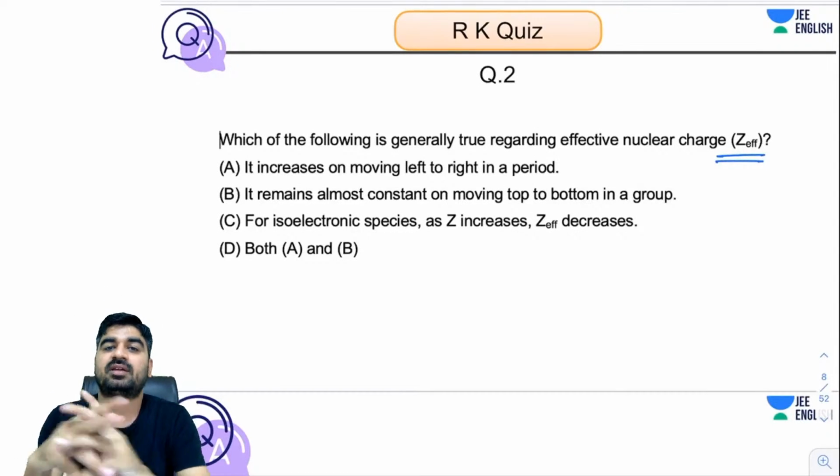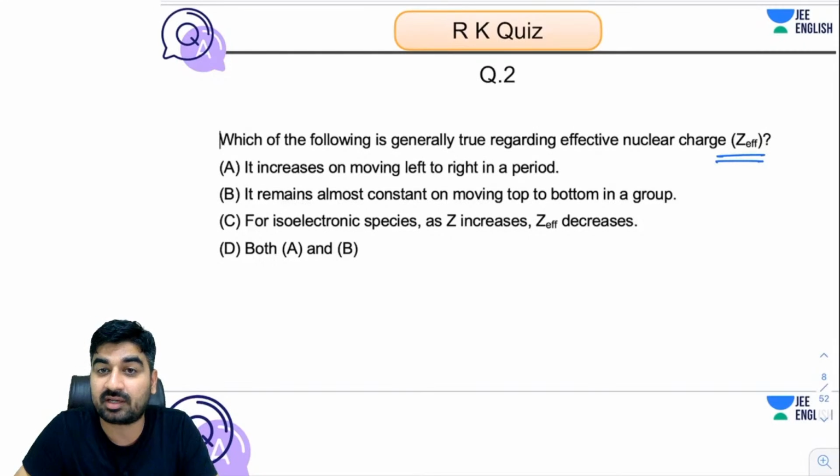Which of the following is generally true regarding effective nuclear charge? I told you what is effective nuclear charge. What is effective nuclear charge?